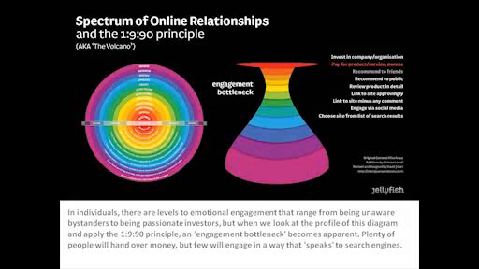But the minority, influencers, can help you reach more of the majority, the influenced, if you can trigger engagement that's visible to search engines. In individuals, there are levels to emotional engagement that range from being unaware to being passionate. But when we look at the profile of this diagram and apply the 1-9-90 principle, an engagement bottleneck becomes apparent. Plenty of people will hand over money, but few will engage in a way that speaks to search engines.